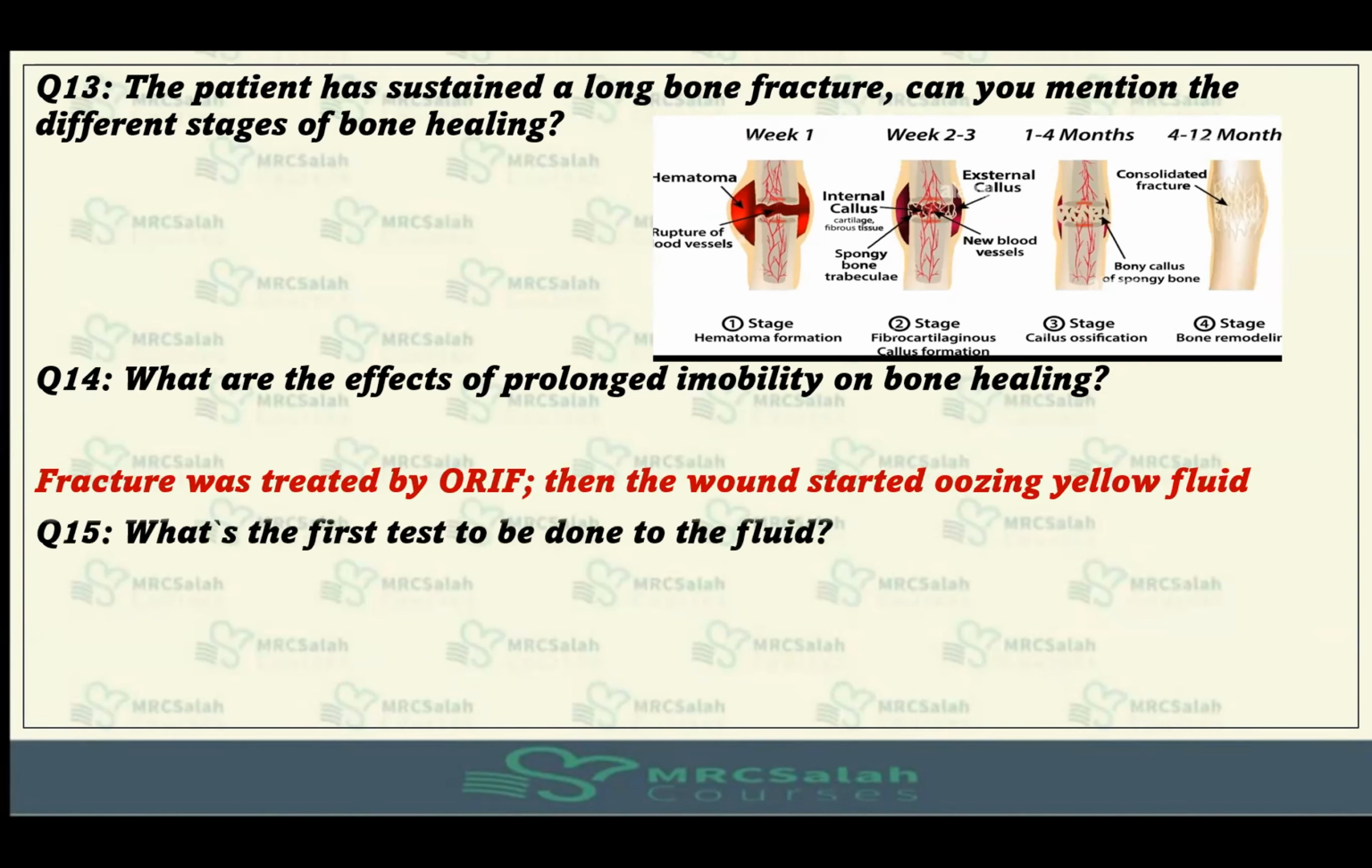Okay, so a fracture was treated by open reduction and internal fixation, then the wound started oozing yellow fluid. What's the first test to be done on this fluid? Culture and sensitivity. Yes, we will do a wound swab for culture and sensitivity.